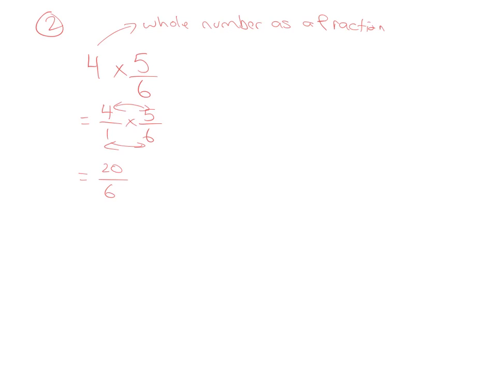The numerator times numerator, the answer ends up in the numerator. And the denominator times denominator, the answer just ends up in the denominator. So you can see we end up getting the exact same answer we had before. We can divide both of these by 2 to reduce it down. It becomes 10 over 3. And then you can remember that this is 3 and a third.